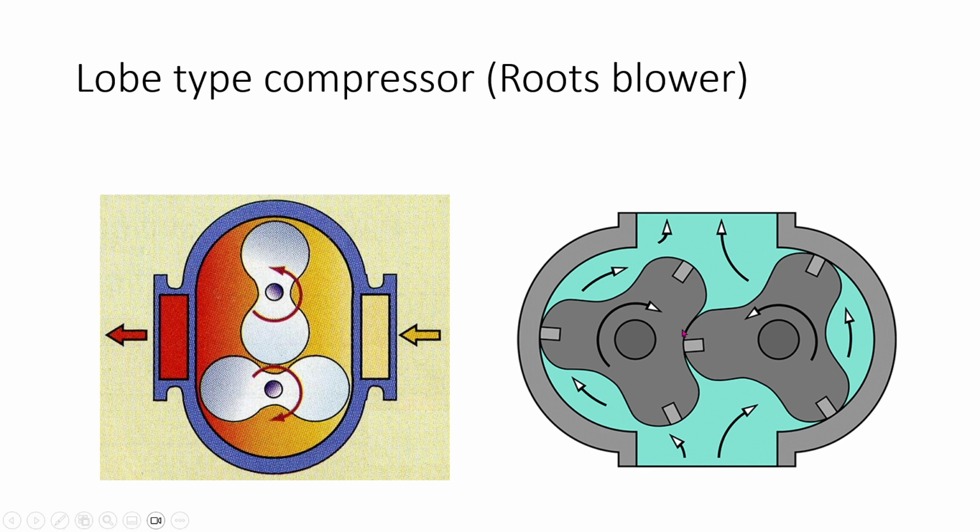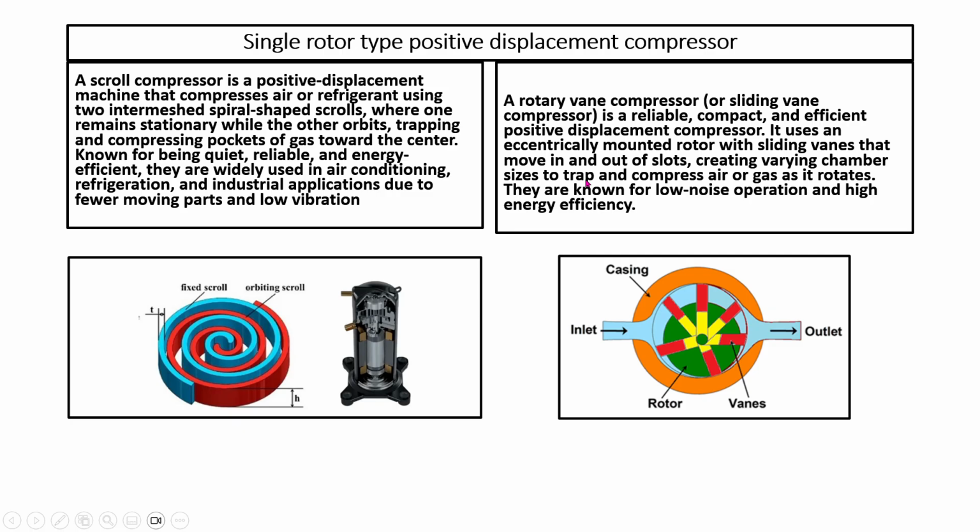Through backlash you can adjust the gap, so that they should not touch each other, and minimum clearances are there. If they touch each other, then it will become very hot, and wear and tear will take place. Then this is the single vane belt type.